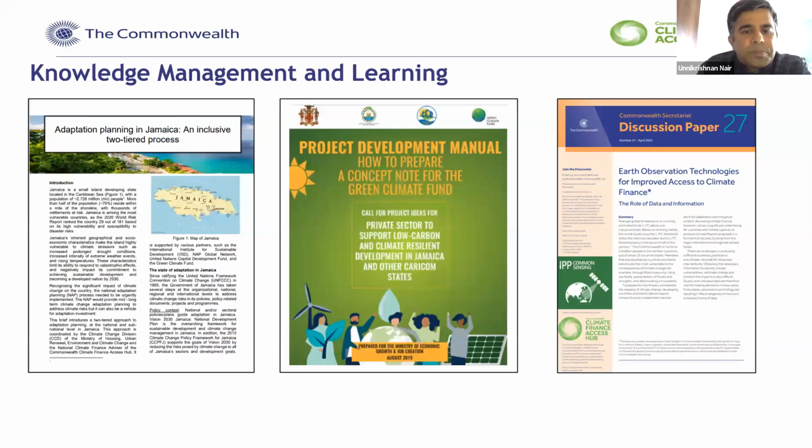We came up, of late, with a discussion paper on Earth observation technologies for improved access to climate finance that details the various elements of the role of data and information in terms of access to climate finance, where the gap lies, and what potential opportunities are available.